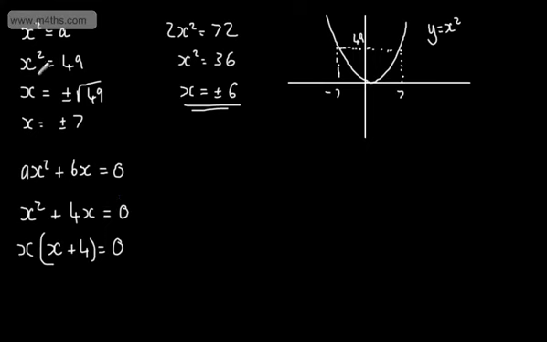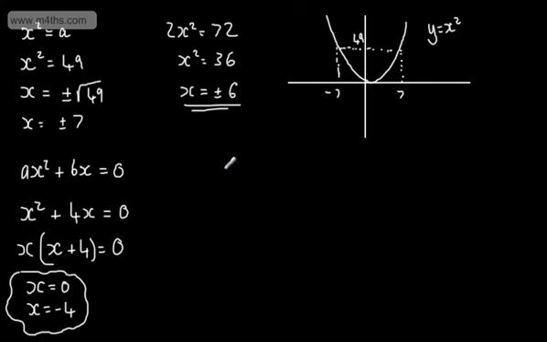Now, this number multiplied by this one is equal to 0. That tells me that either x is equal to 0 or x plus 4 is equal to 0. One or both of these has to be 0 for this to be true. So if x is equal to 0, we can just write that out. Or if x plus 4 is equal to 0, then x will be equal to minus 4. So we've got 2 possible solutions to this quadratic: x is 0 or x is minus 4.